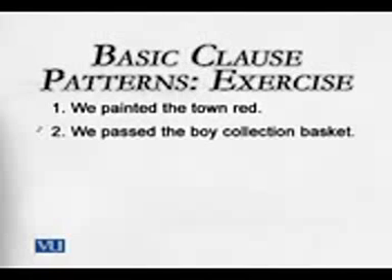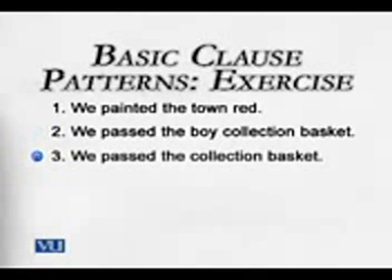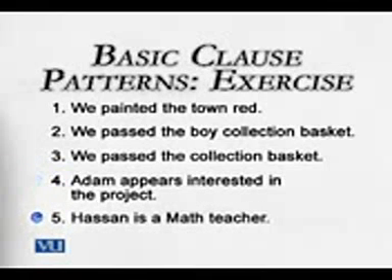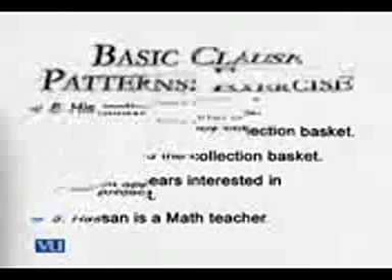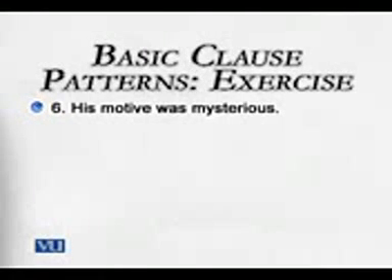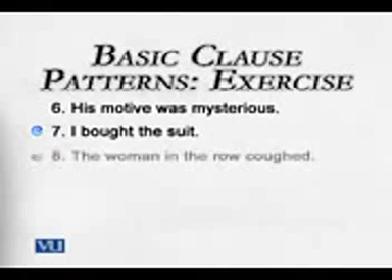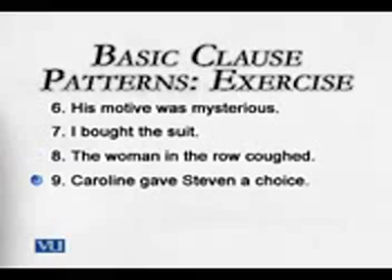The second sentence for you is, We passed the boy a collection basket. Third sentence, We passed a collection basket. Next, Adam appears interested in the project. And fifth one, Hassan is a math teacher. Sixth one, His motive was mysterious. Seventh one, I bought the suit. Eighth, The woman in the row coughed. And ninth one, Caroline gave Stephen a choice.